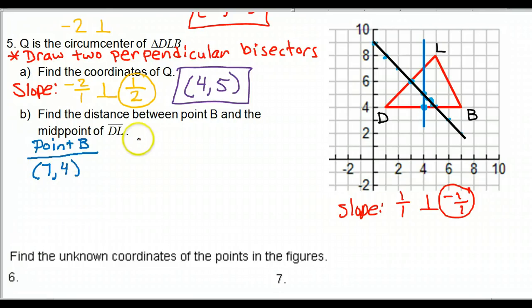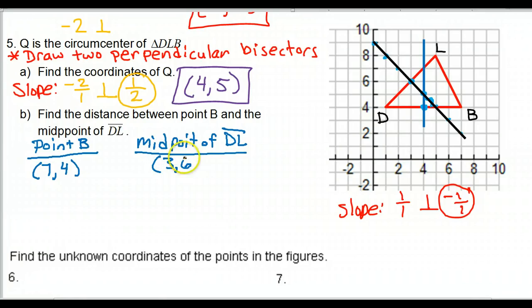And what are the coordinates of the midpoint of DL? Well, let's see. Here's DL. There's the midpoint. We just got through using it. It's the point 3, 6. Okay, so these are the 2 points that we're supposed to be finding the distance between, point B and the midpoint of DL. So guess what? Just do the distance formula.